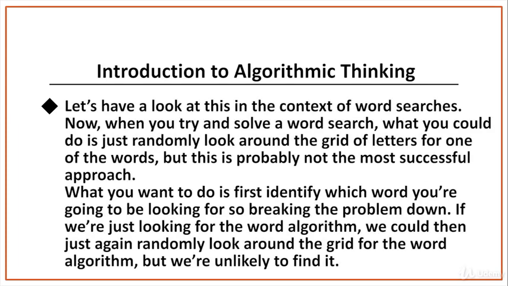Let's have a look at this in the context of word searches. Now, when you try and solve a word search, what you could do is just randomly look around the grid of letters for one of the words. But this is probably not the most successful approach. What you want to do is to first identify which word you're going to look for, so breaking the problem down. If we're just looking for the word algorithm, we could then just randomly look around the grid for the word algorithm, but we're unlikely to find it.